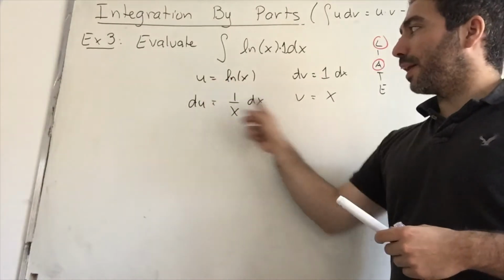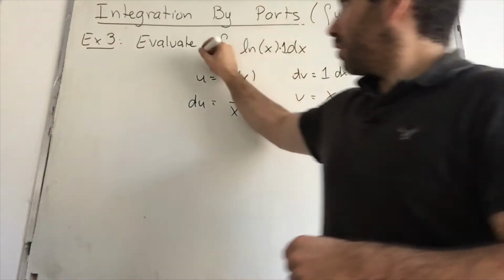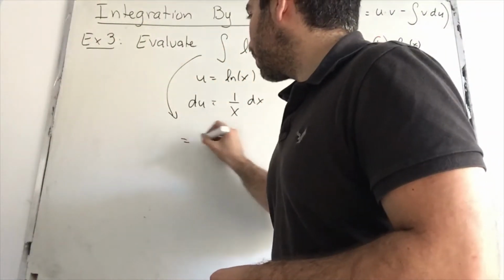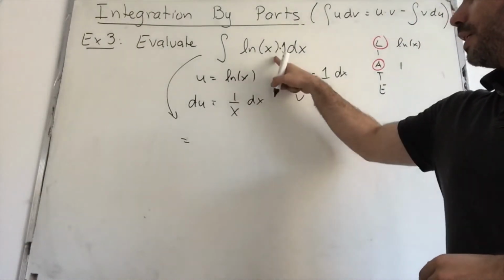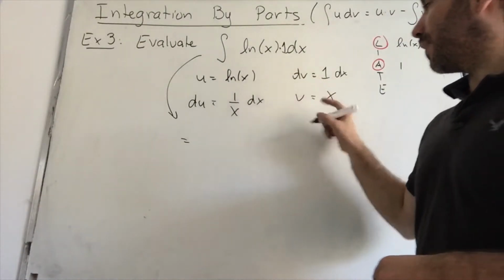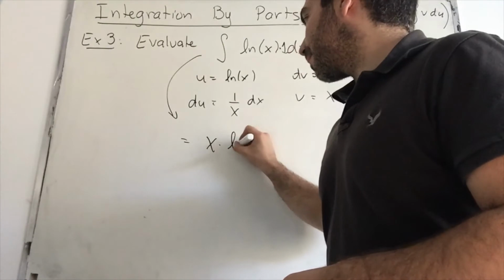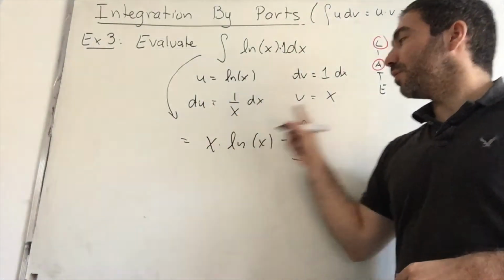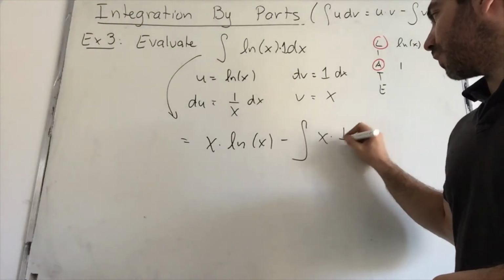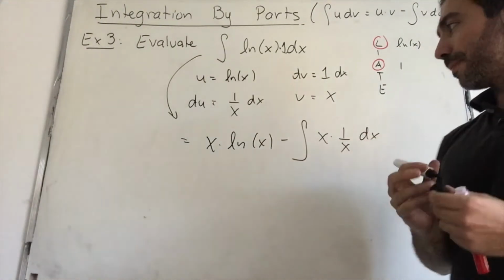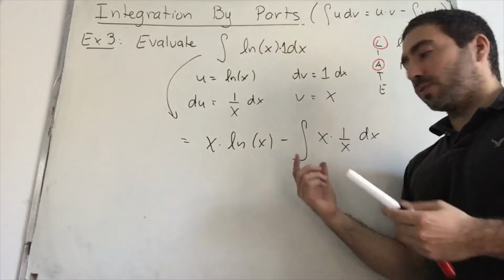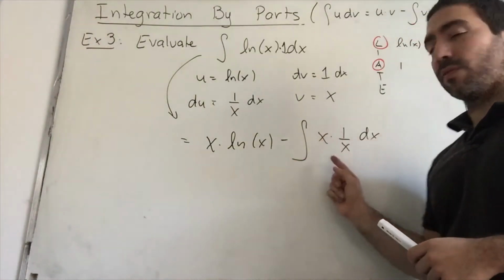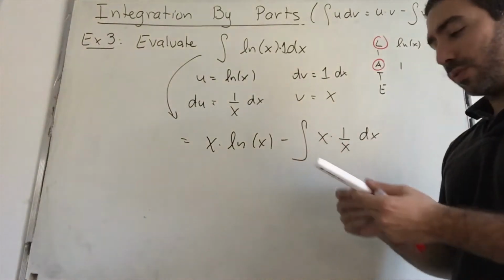So now we apply our integration by parts formula. So it's going to be u times v. So this thing here is equal to u times v, which is ln of x times x, minus the integral of v du. In this case, x times 1 over x dx. Okay, and now this is simple to solve. Okay, because x times 1 over x, they cancel each other. We're left with the integral of 1.